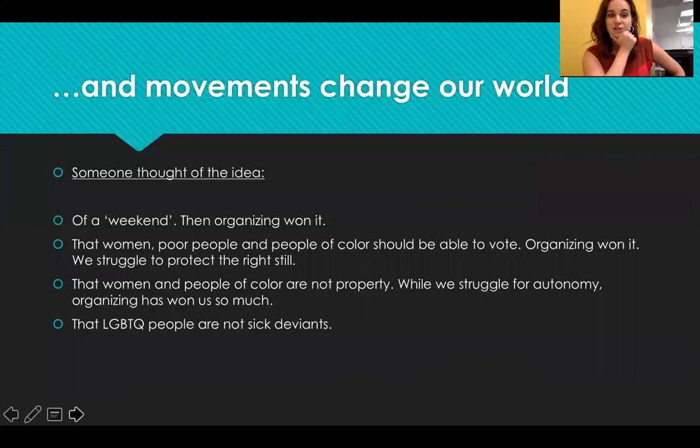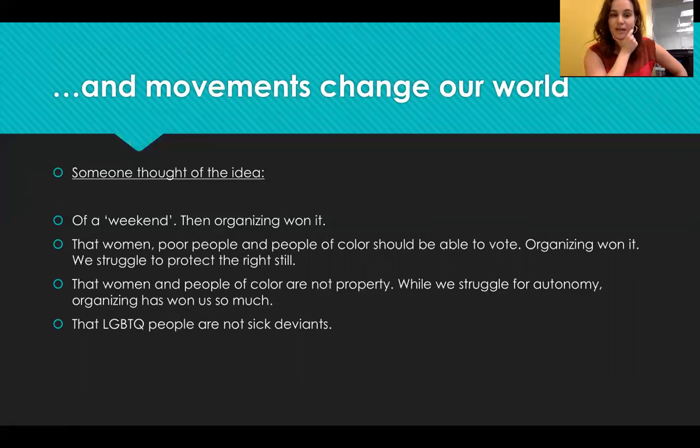And movements change our world. Someone thought of the idea of a weekend and then organizing it, the concept that we should have 5 days and then 2 days technically off. We're still defending the right of all workers to be able to have that time. Someone thought of the idea that women, identified people, poor people, and people of color should be able to vote and participate, for better or for worse, in democratic, quote unquote, structures in this country. Organizing won it, and we struggle to protect the right still.